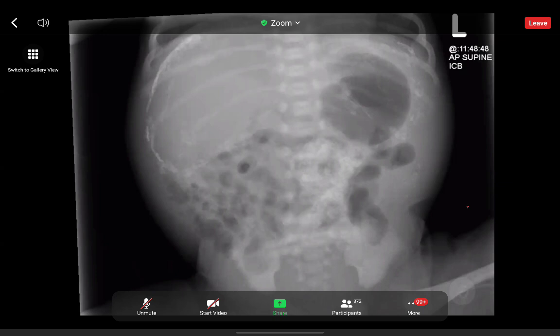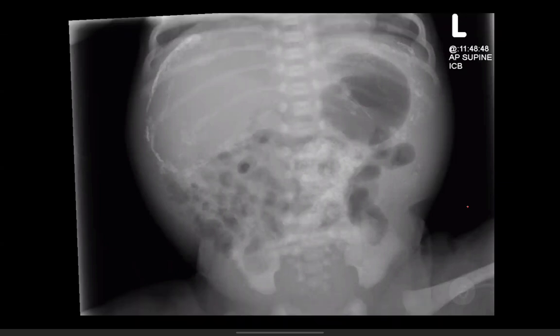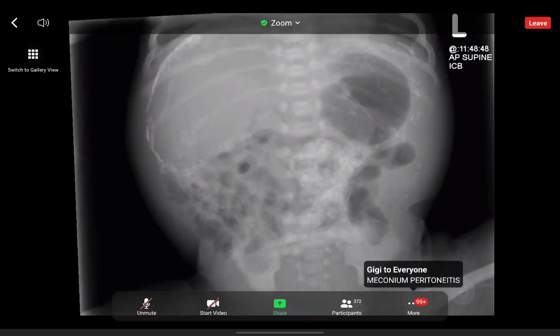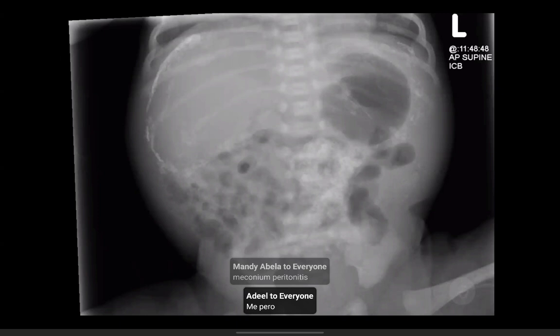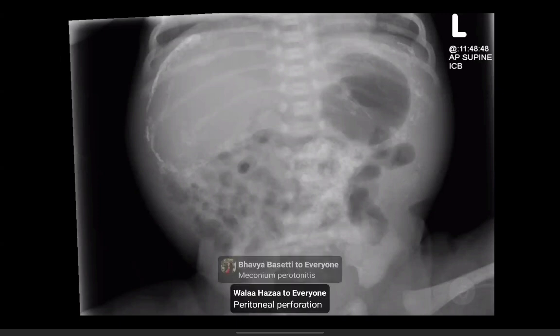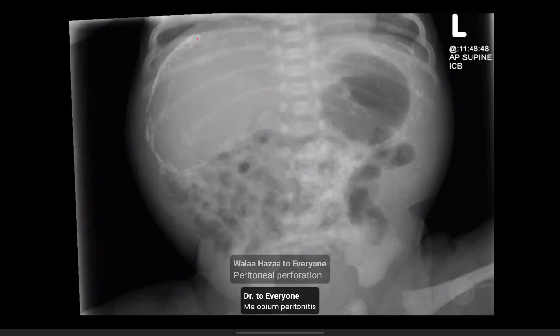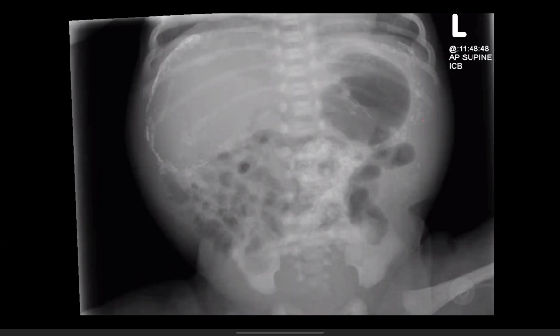Okay. This is a neonate on the special care baby unit. Meconium peritonitis, yes. So this is a meconium peritonitis. So you can see here there are lots of areas of linear sheet, almost sheet-like or rounded areas of calcification across the whole peritoneum, also outlining the surface of the liver.